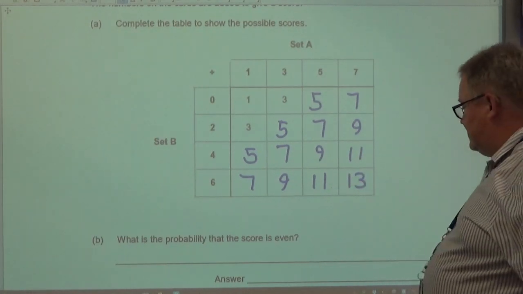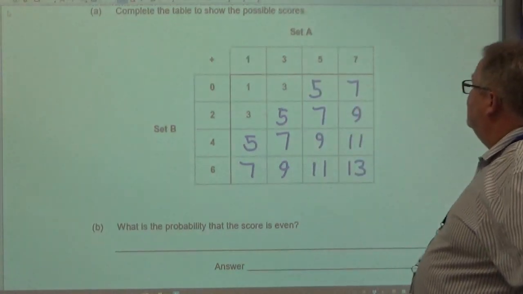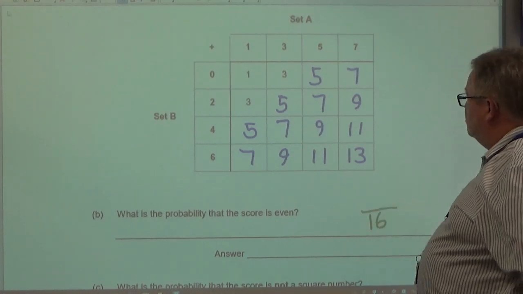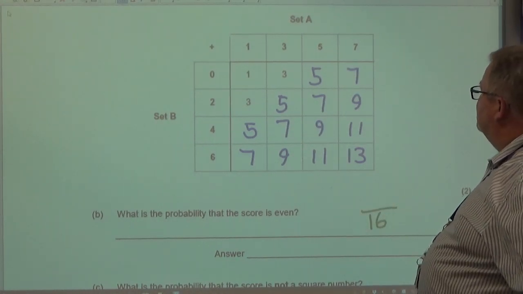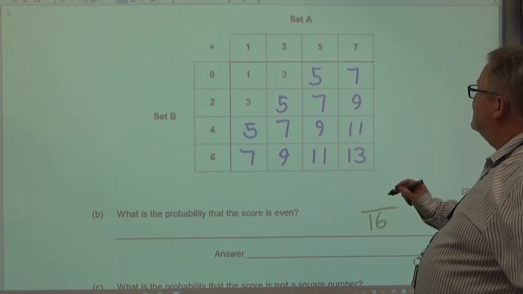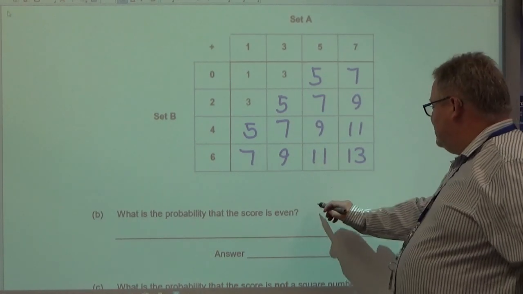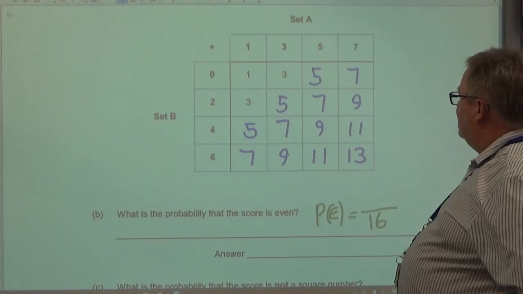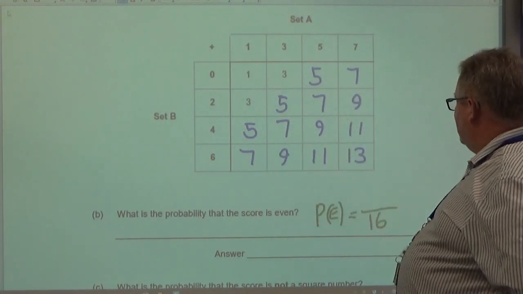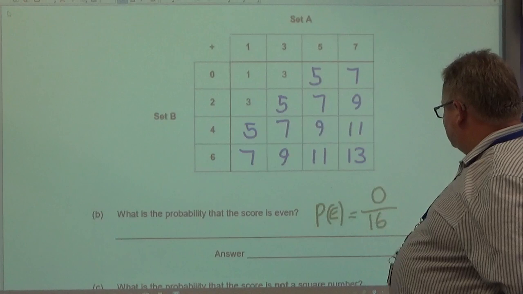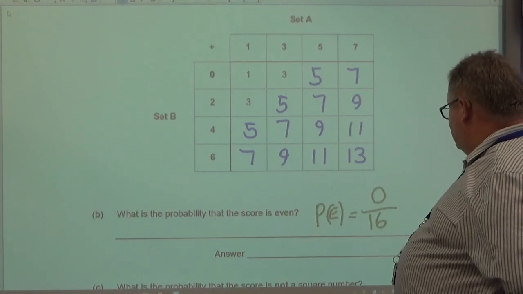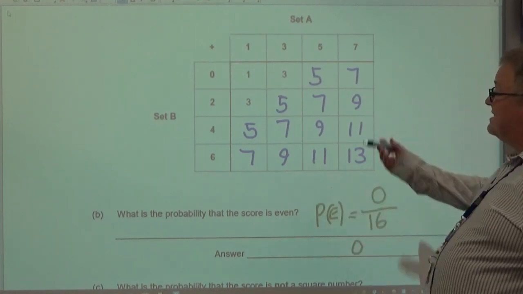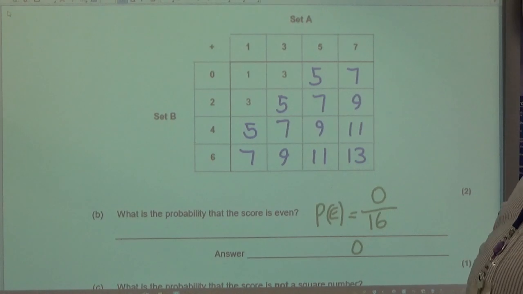So what's the probability that the score is even? Well, when we look at probabilities, we're going to look at the bottom number there. That's all the possible outcomes that we can get. And we're looking for the probability that it's even. Actually, I can't see any even numbers in there. So that's going to be 0 out of 16, which if we divide 0 by 16, we're going to get 0. So it's a probability of 0. Basically, there are no even numbers in there.